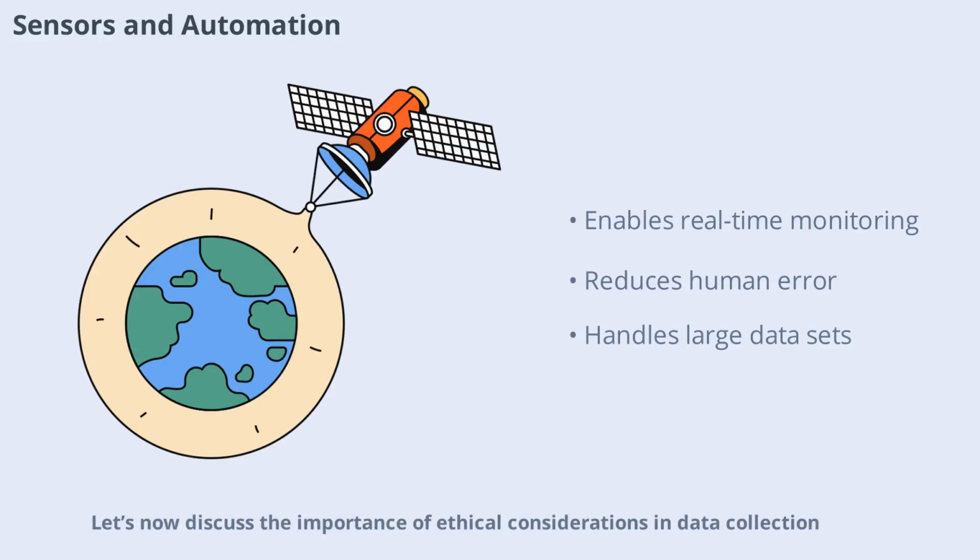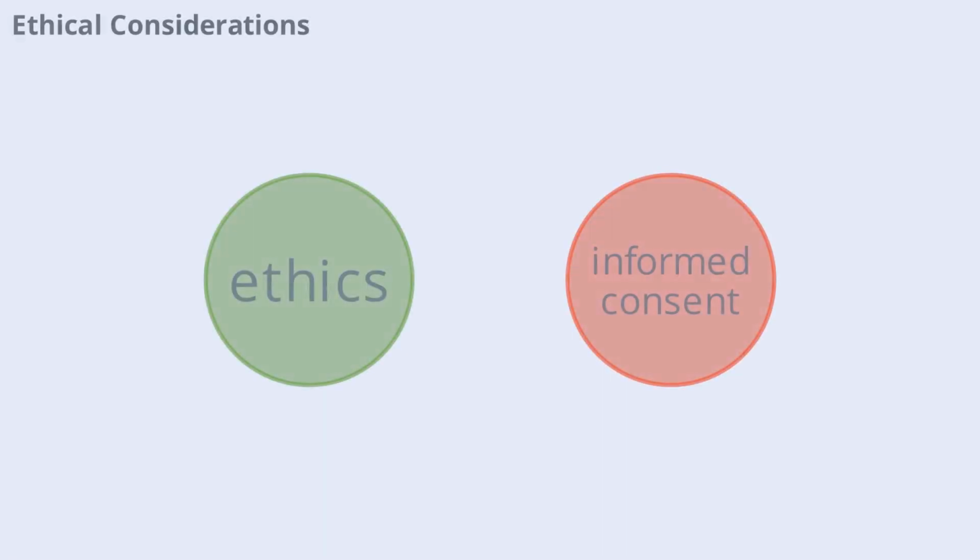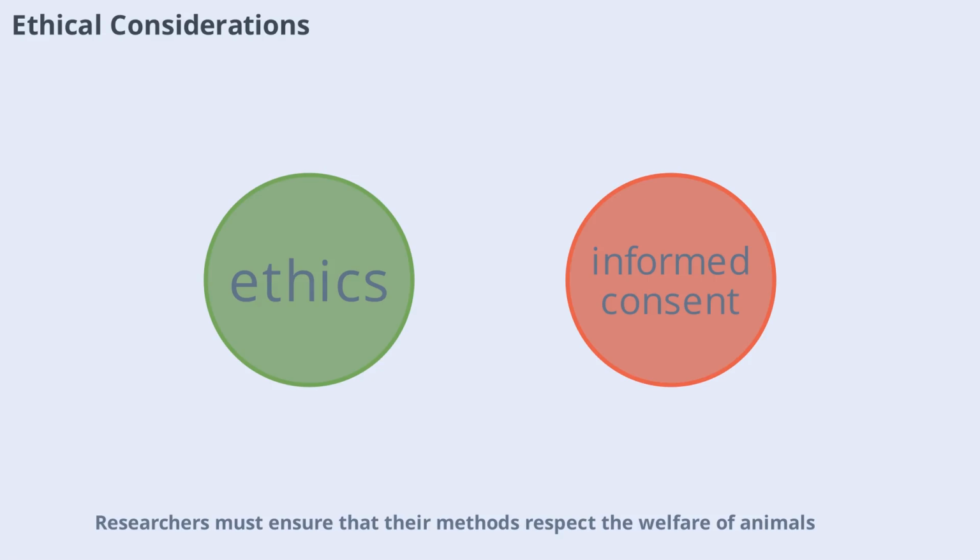Let's now discuss the importance of ethical considerations in data collection. Ethics play a crucial role in biological data collection. Researchers must ensure that their methods respect the welfare of animals, the privacy of human subjects, and the integrity of ecosystems. Ethical guidelines require informed consent, humane treatment, and minimal environmental impact. Institutional review boards and regulatory agencies oversee research to ensure compliance. Ethical data collection not only protects subjects but also enhances the credibility and acceptance of research findings.